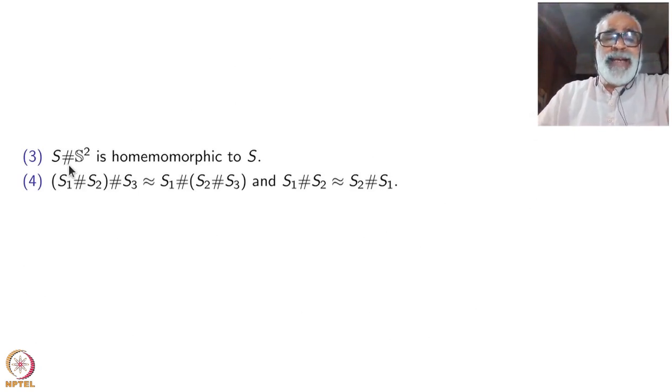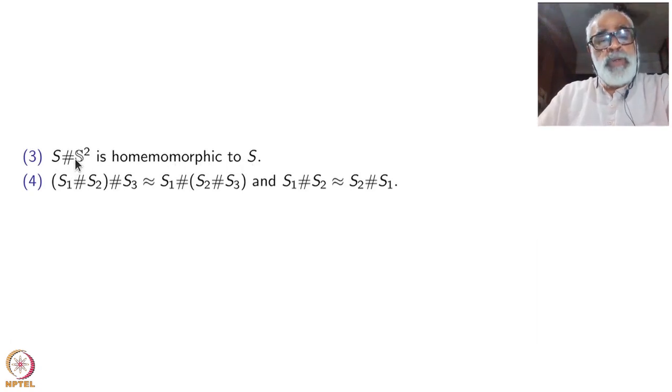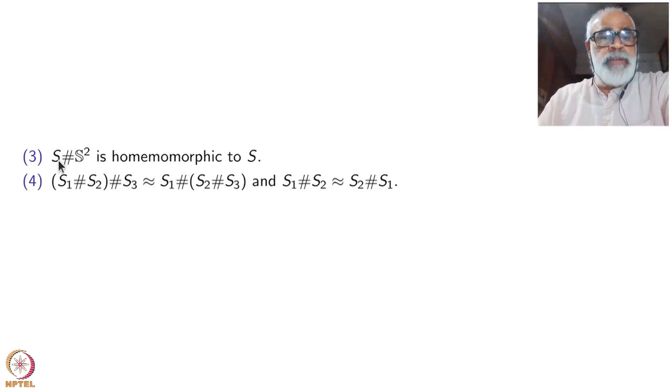If you take S connected sum S2, where S is some surface and S2 is the standard sphere, what do you get? You will get back S itself. Why? Because you have to remove a disk from here and a disk from here, right? When you remove a disk from S2, you have another disk. Now you are filling that disk back in the gap that you have produced here. That's all. So all that amounts to doing nothing. So taking connected sum with the sphere produces no effect. That means it's an identity operation.